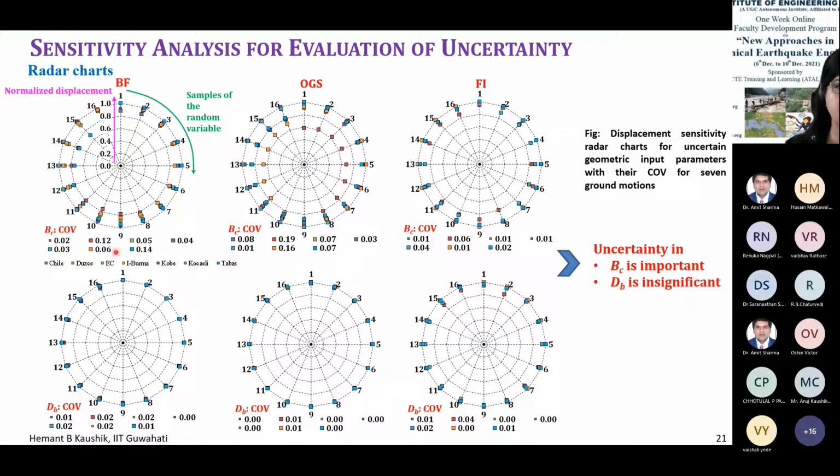So these numbers here represent the coefficient of variation in beta C. BC, width of column. This is also BC, this is BC, but these are for 3 different frames: bare frame, open ground story, and fully infilled. Here I'm showing the variation in depth of beam for 3 frames.